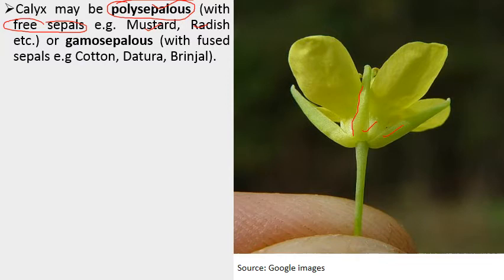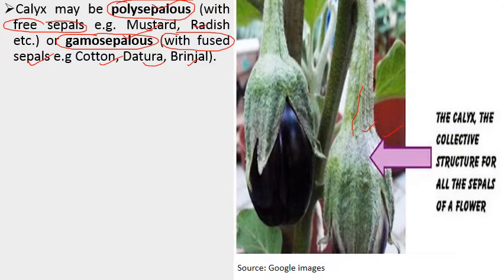In another case, when the sepals are fused with each other, जब sepals fused होते हैं then we use the term gynocephalous condition, and the flower is said to be gynocephalous flower. For example, in case of cotton, datura and brinjal, this is the photograph which shows the brinjal, और इसमें जो sepals हैं ये fused हैं एक दूसरे के साथ, and this condition is known as gynocephalous condition.